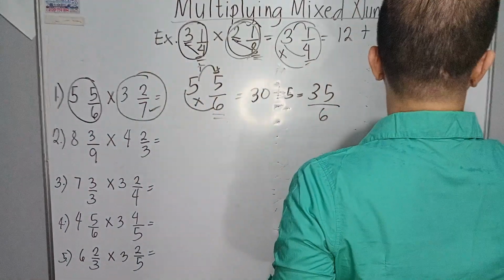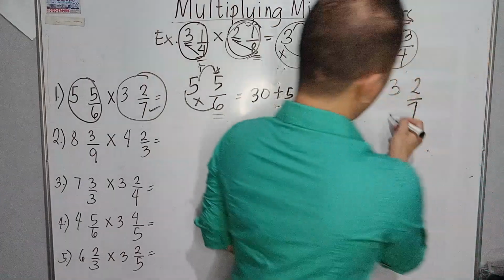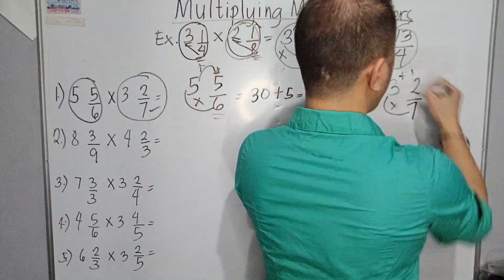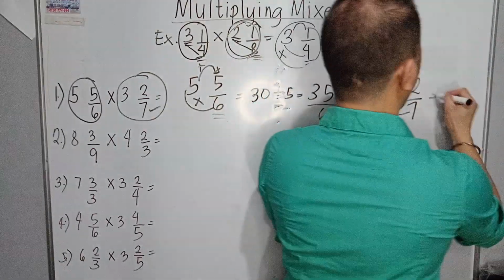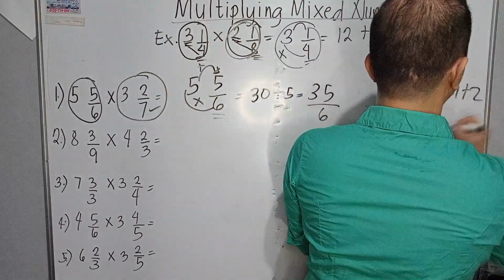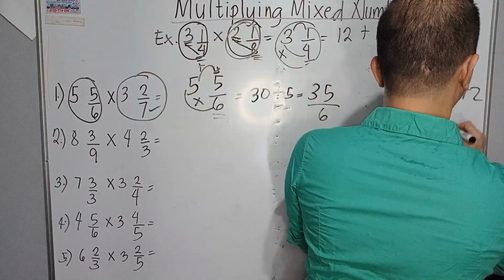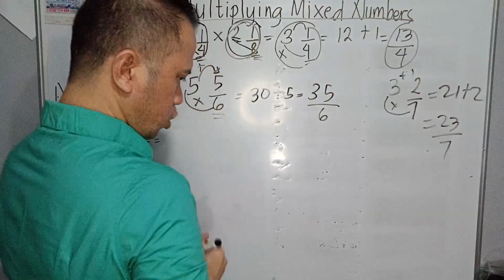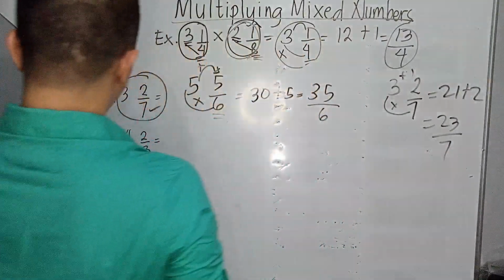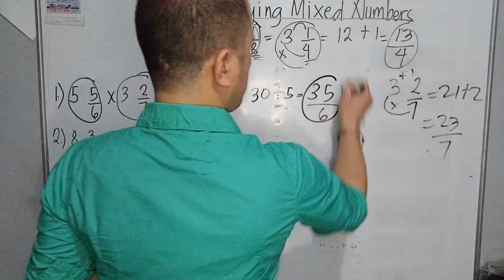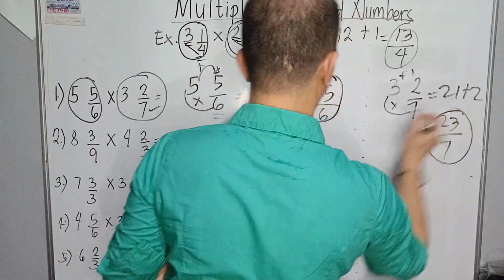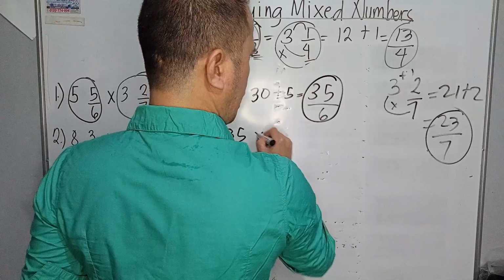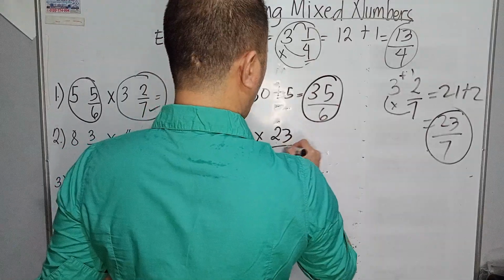3 and 2/7. We need to multiply that. 7 times 3. So plus 2. That is 7 times 3 is 21. Plus 2. So we have here 23 over 7. So we need to combine the result. 35 over 6 times 23 over 7.